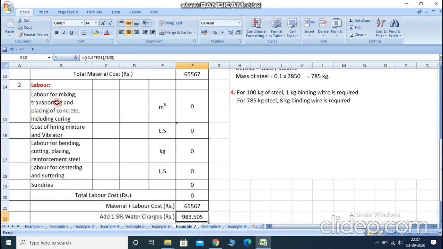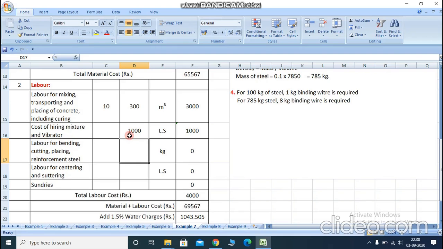Next we start the labor cost. In the labor cost, labor of mixing, transporting and placing of the concrete including the curing. For a 10 meter cube, this work per meter cube rate is 300 rupees. Clear? So total 3000 rupees as labor for mixing, transporting, placing of the concrete including the curing work, and cost of hiring the mixer and a vibrator. So here a lump sum amount of 1000 rupees is included. These values we put as per the textbook value.